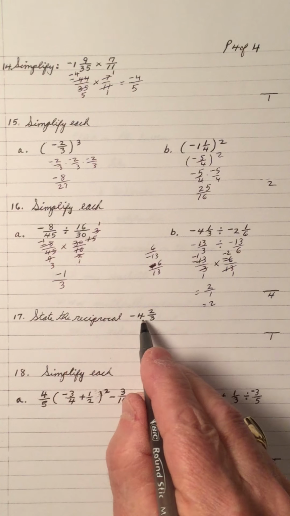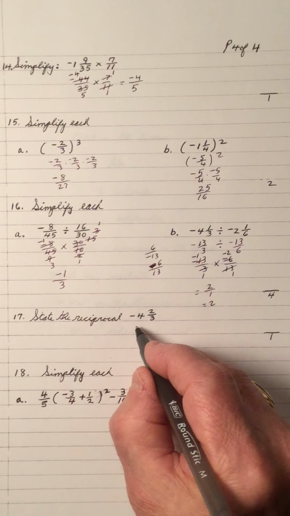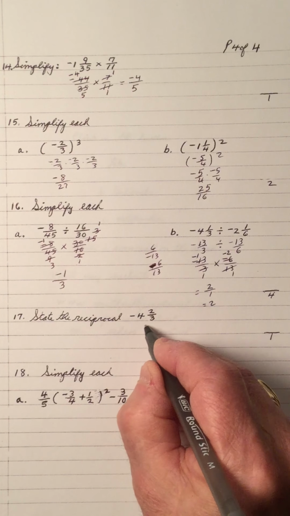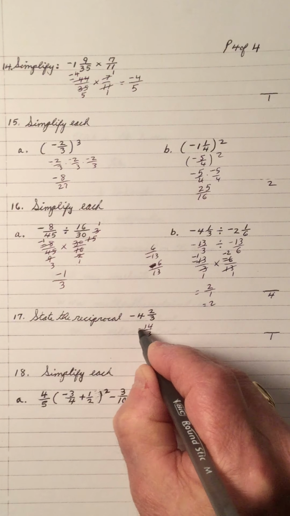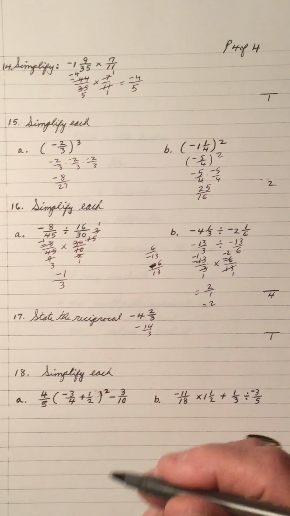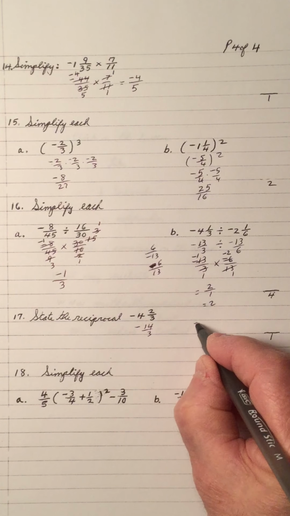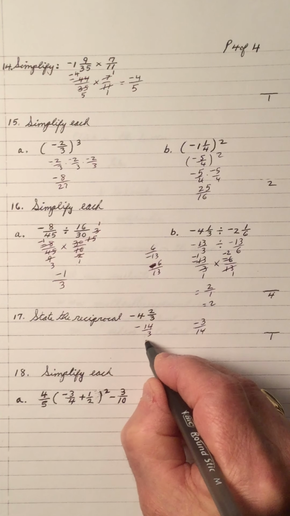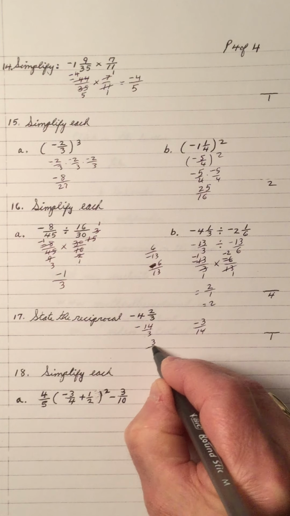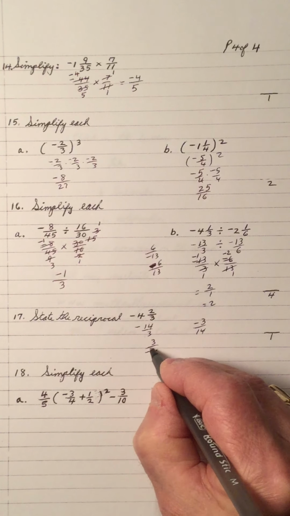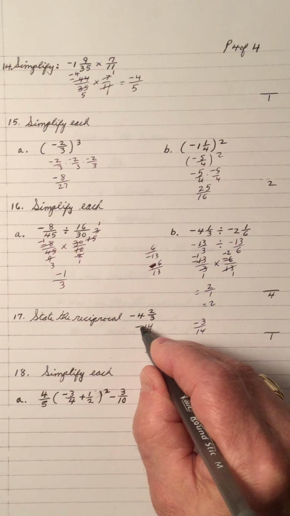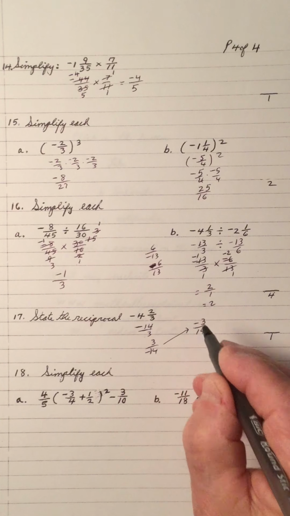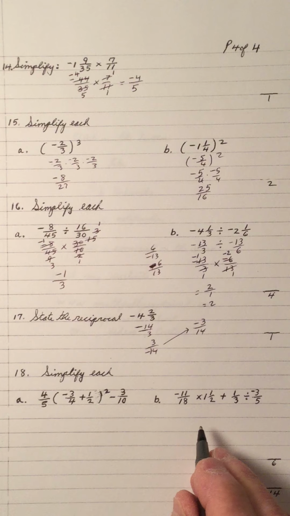State the reciprocal of negative 4 2/3. Well, 4 times 3 is 12, plus 2 is 14 over 3. Negative. Change it to an improper fraction first. Now the reciprocal is negative 3 over 14. Notice, if you do the reciprocal, you get 3 over negative 14, but instead of having the negative on the bottom, you write it as negative 3 over 14.